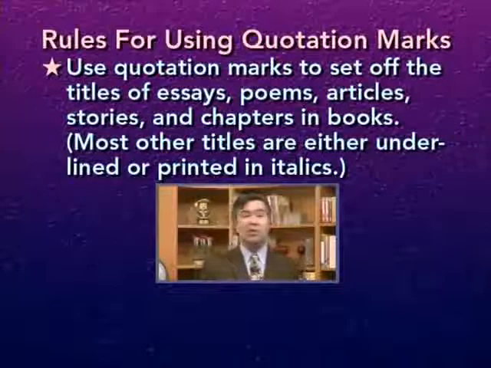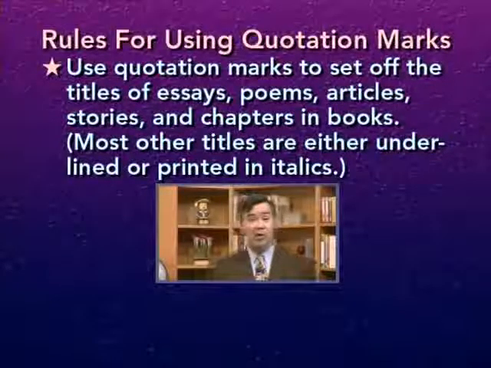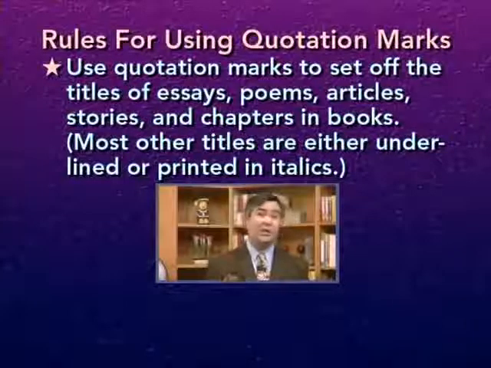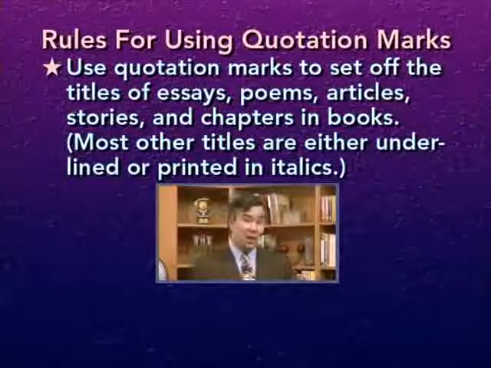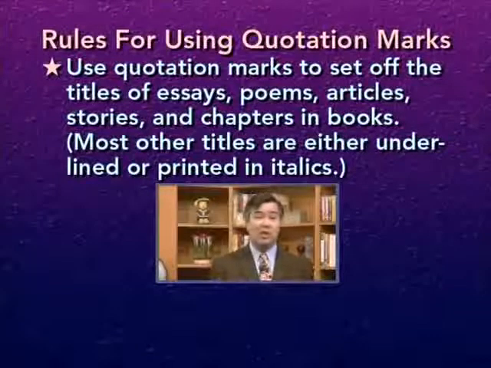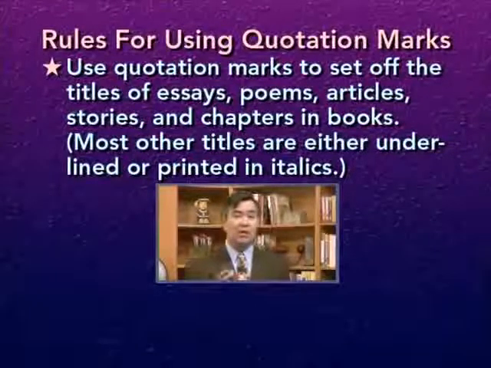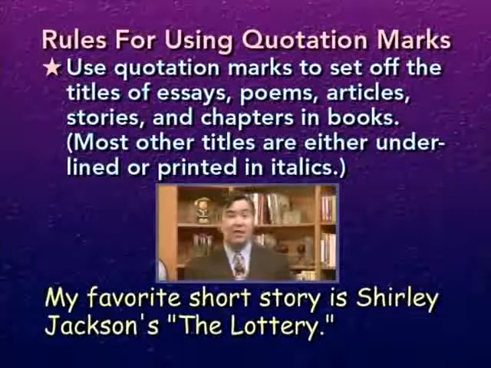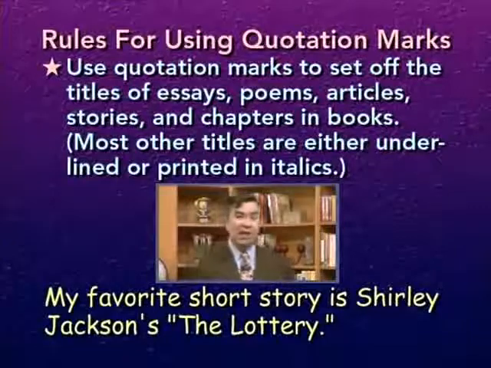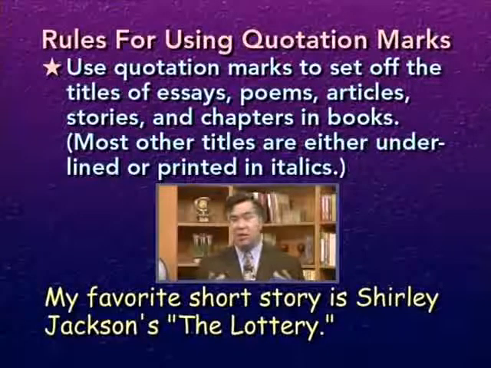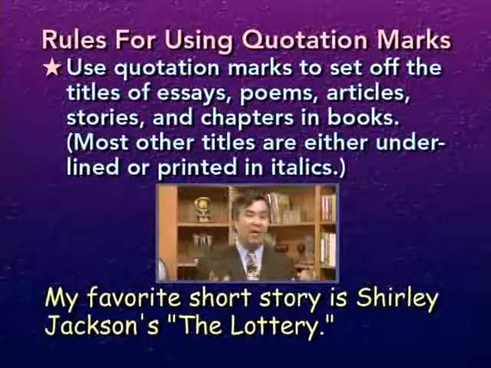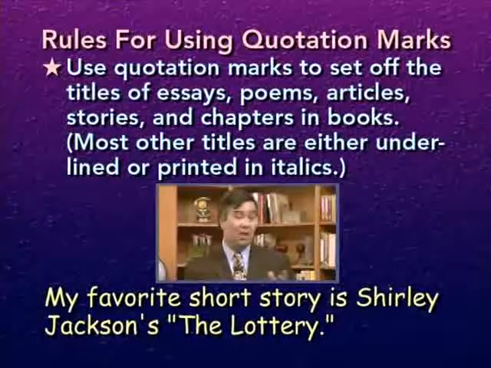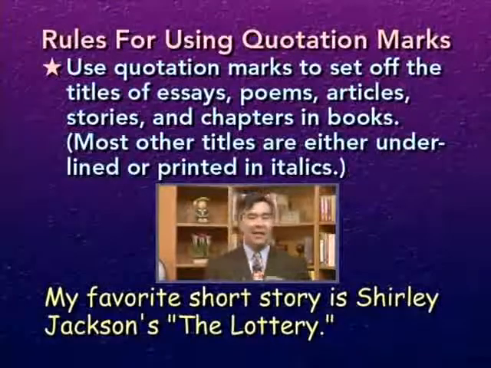And there are other rules for other types of literary or other works, and you'll have to refer to a grammar handbook for more specialized instances. But generally speaking, the titles of shorter works would be contained within quotation marks. For example, my favorite short story is Shirley Jackson's "The Lottery." Here the title of the story is The Lottery, so the quotation marks appear around those words, The Lottery. And once again, the sentence ends with a period, which, like all periods, goes inside the quotation mark.